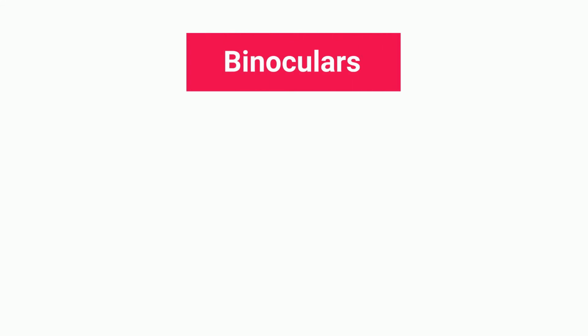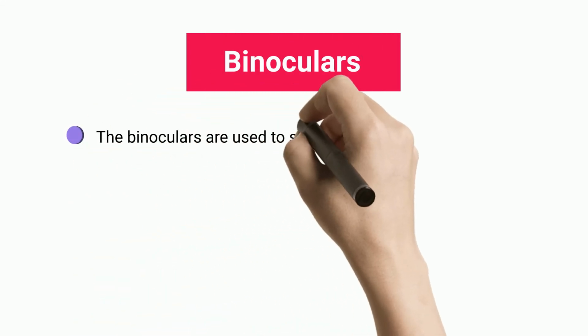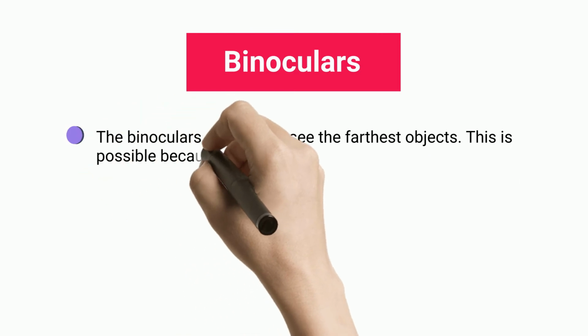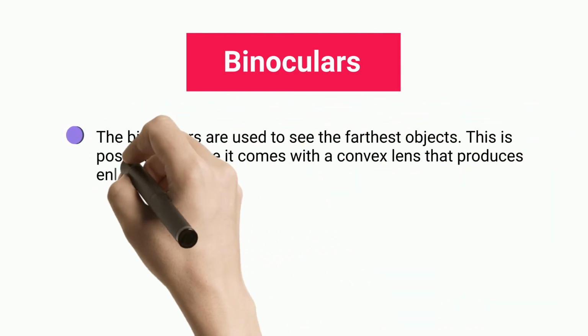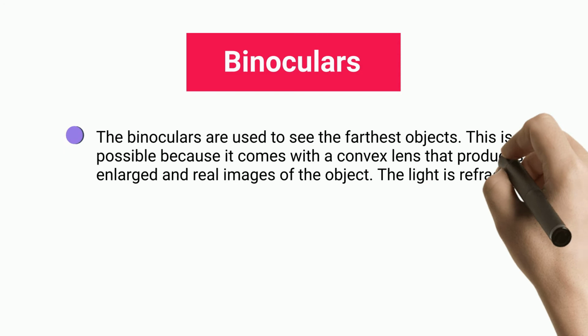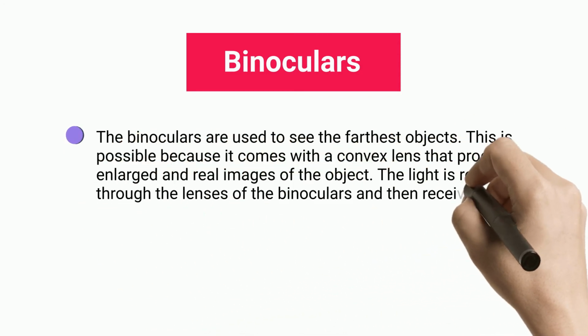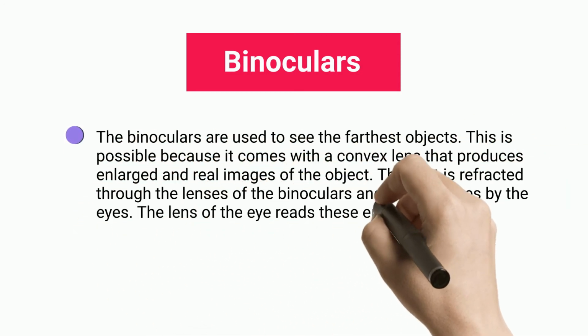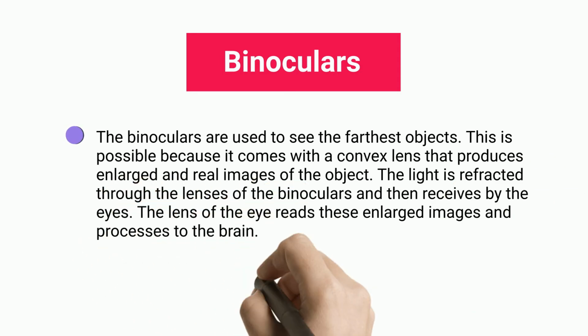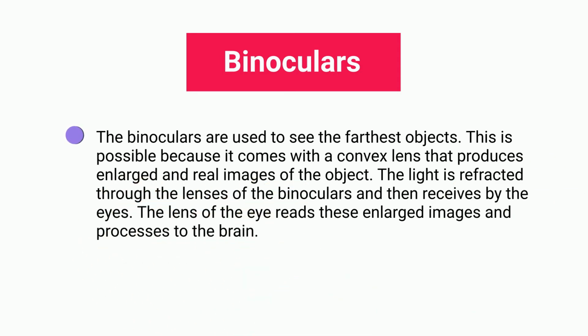Binoculars. The binoculars are used to see the farthest objects. This is possible because it comes with a convex lens that produces enlarged and real images of the object. The light is refracted through the lenses of the binoculars and then received by the eyes. The lens of the eye reads these enlarged images and processes them to the brain.